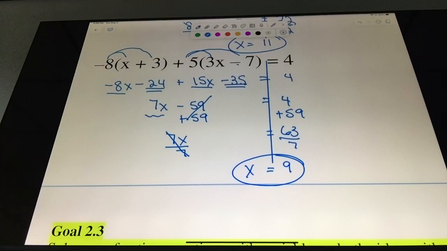So again, very much like lesson 2.1 with one additional step, getting rid of the parentheses using your distributive property.